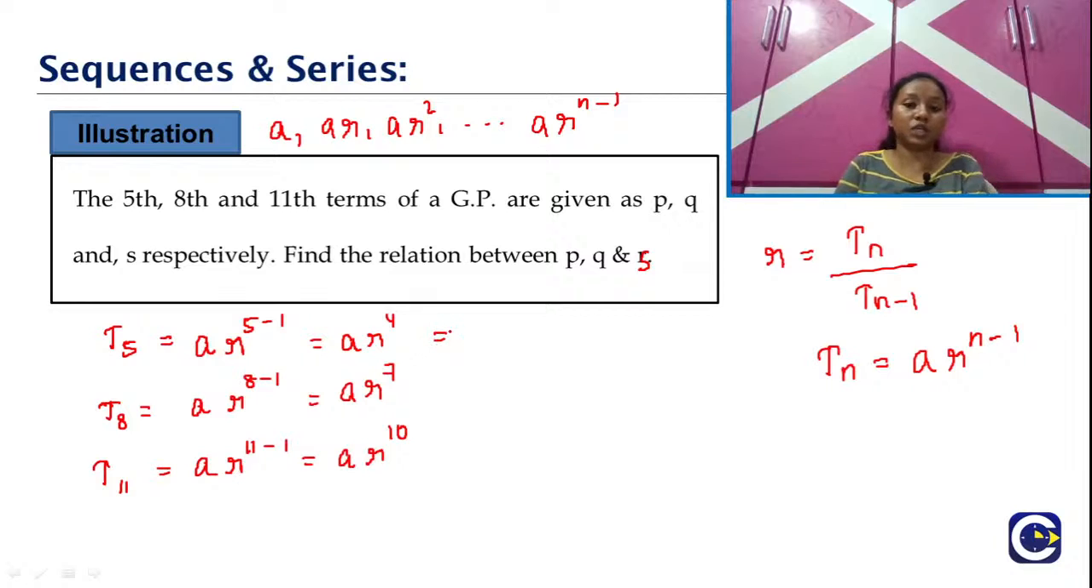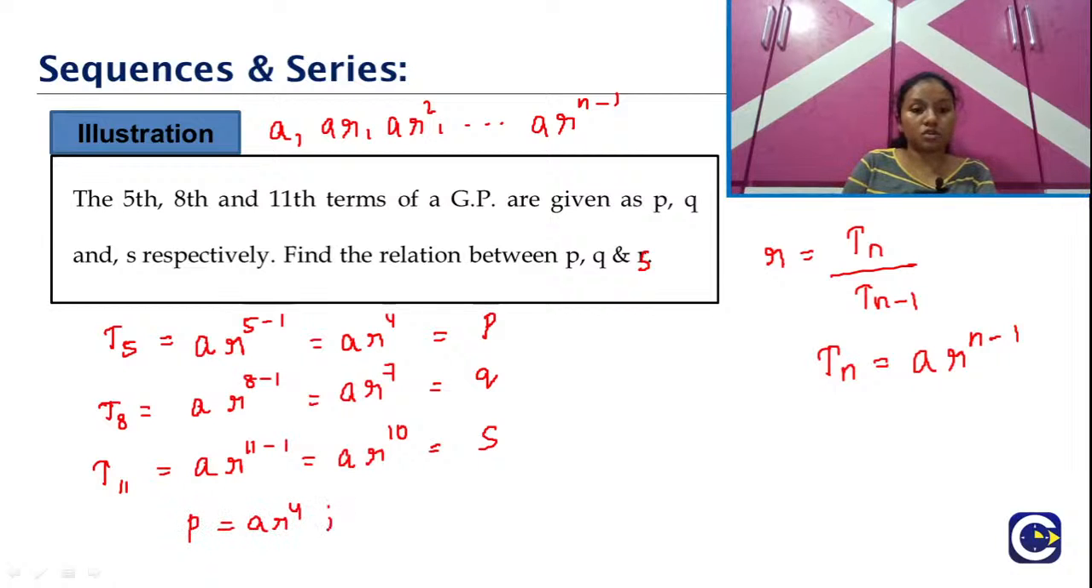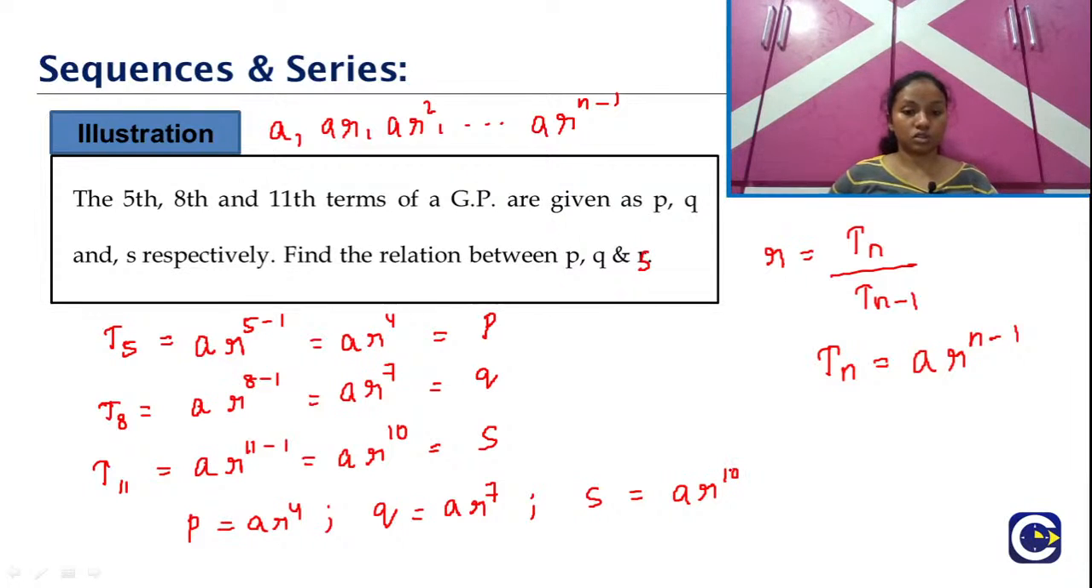And they have been given as fifth term equal to P, eighth term equal to Q and 11th term equal to S. That means here P equals a r power 4, Q equals a r power 7 and S equals a r power 10. So now we have to determine the relation between these.